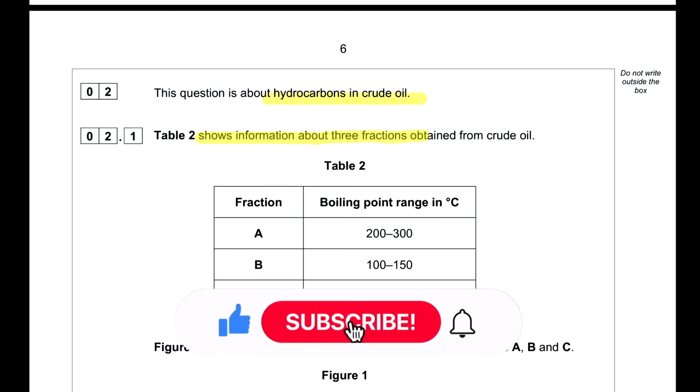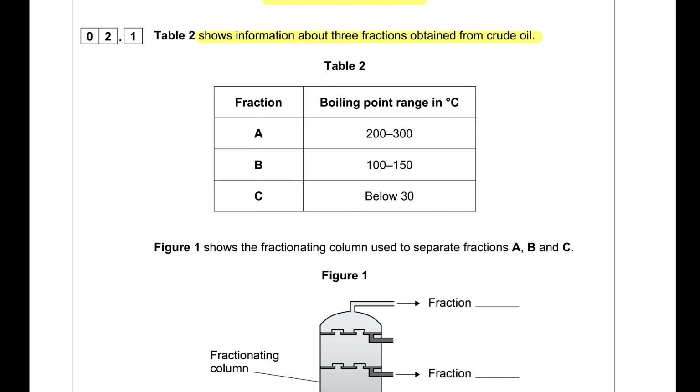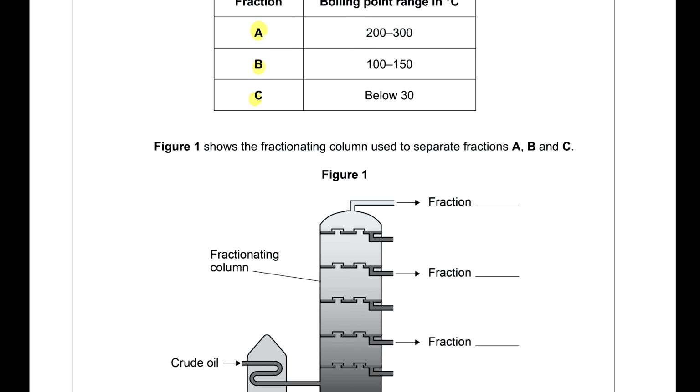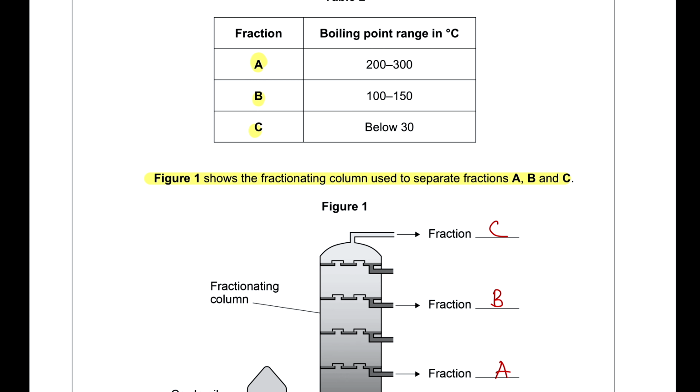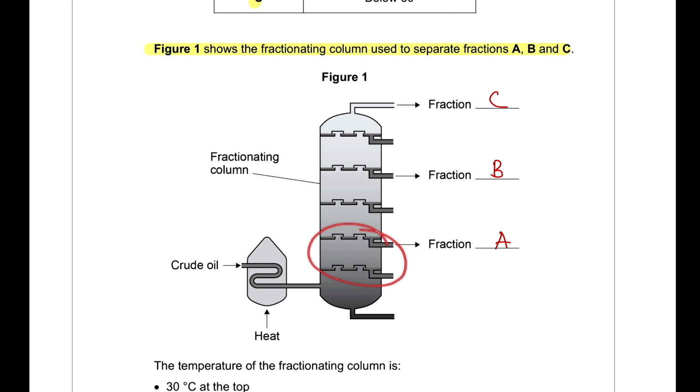Table 2 shows information about 3 fractions from crude oil, fractions A, B, C. We can see that as we go down, they have lower and lower boiling points. Figure 1 shows the fractionating column used to separate A, B, C. We're going to get fraction C at the top, fraction B at the middle, and fraction A at the bottom, because the higher the boiling point you have, the faster you're going to condense in a fractionating column. So A will condense because it has a higher boiling point.